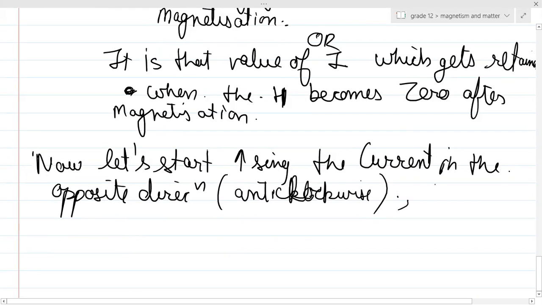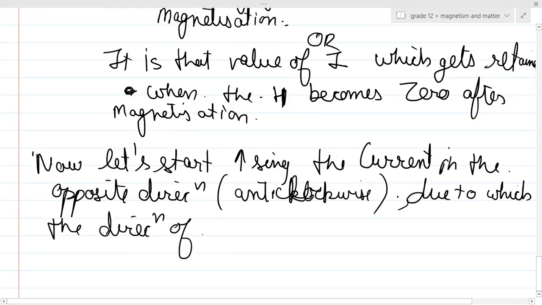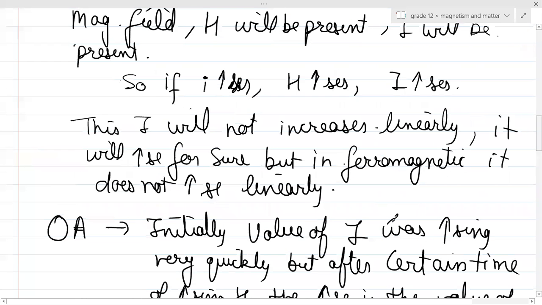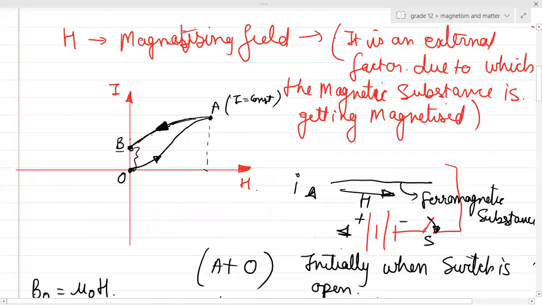Yeah. So by doing this, what exactly are we doing? We are changing the direction of H, due to which the direction of H will become opposite. Now your H will increase, but it will increase in the negative direction. Can you see over here in the graph? Now the value of H will increase towards the left side, right? So now I am increasing the value of H.